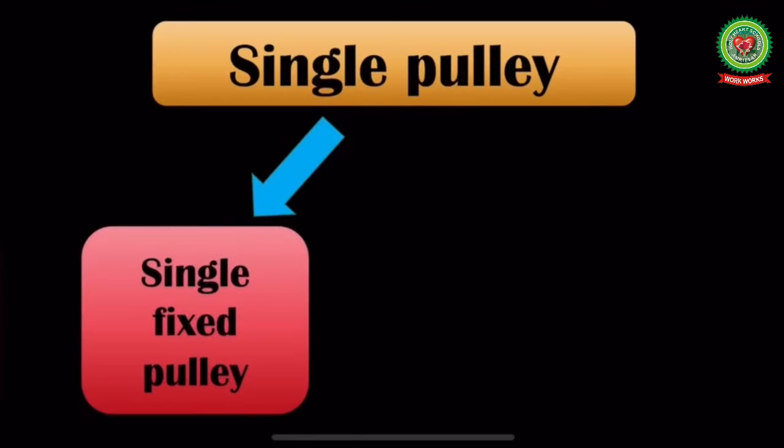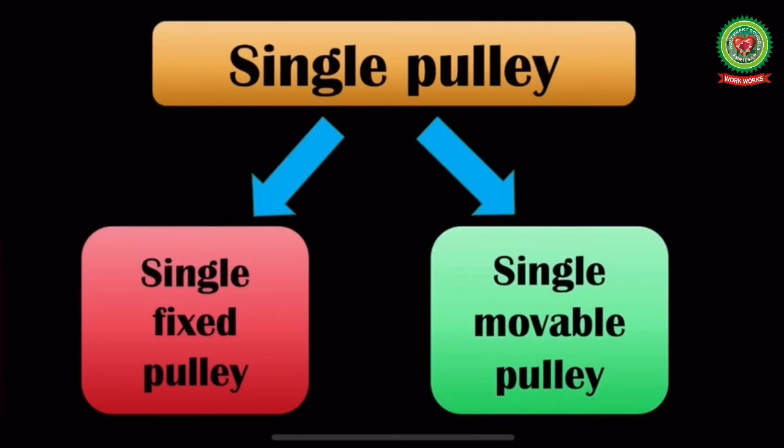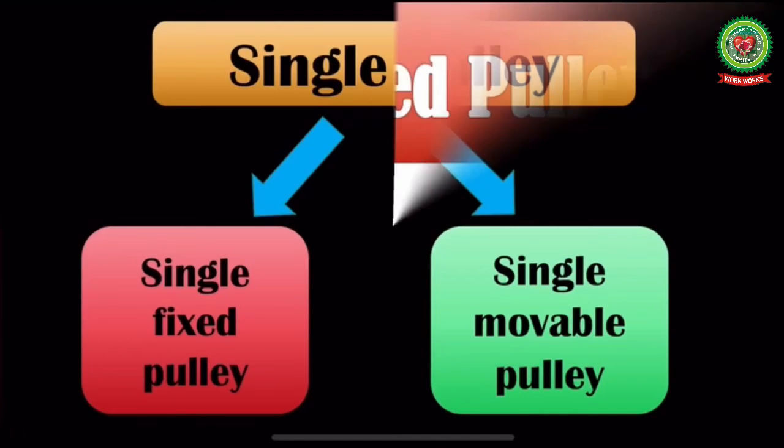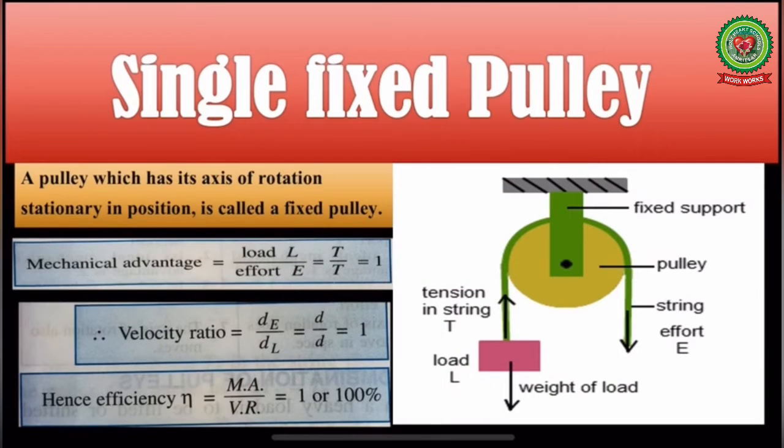A single pulley is of two types: one, single fixed pulley, and two, single movable pulley. Let us first of all study about single fixed pulley. A single fixed pulley is a pulley which has its axis of rotation stationary in position. That is, its axis of rotation is fixed to a rigid support.